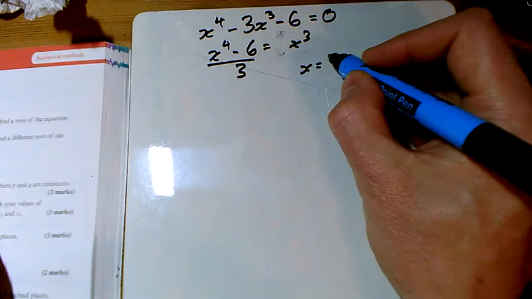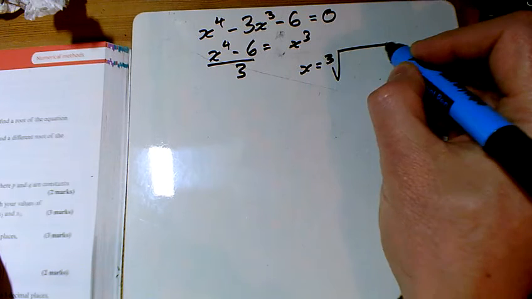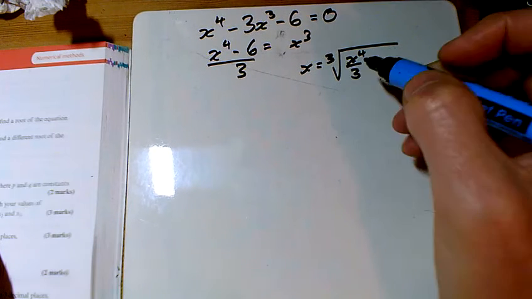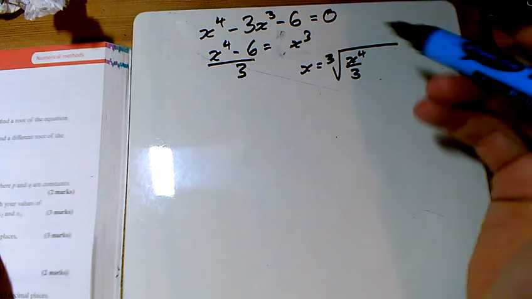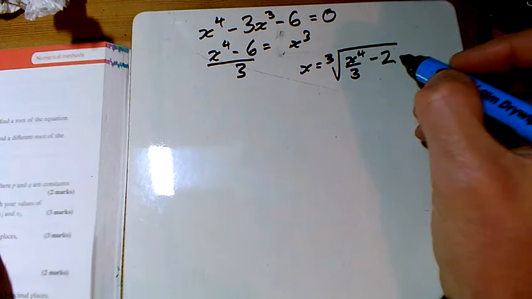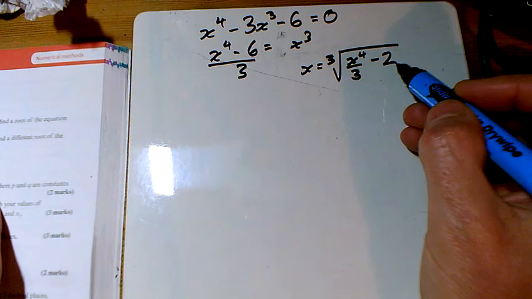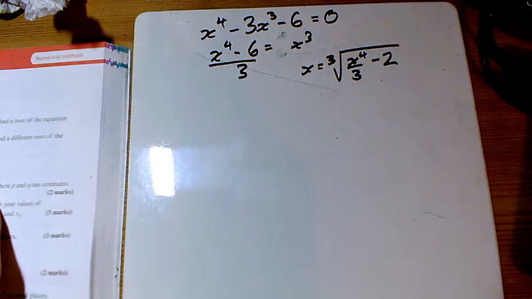So x is equal to the cube root of, that's x to the 4 over 3, and of course 6 divided by 3 is 2. And so there, that's written in the form. So p is a third and q is minus 2 are the two values we were trying to find there. There's the rearranging.